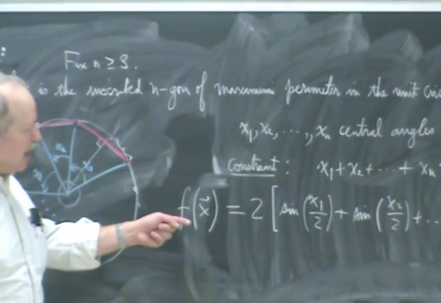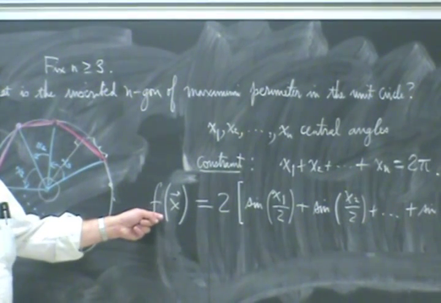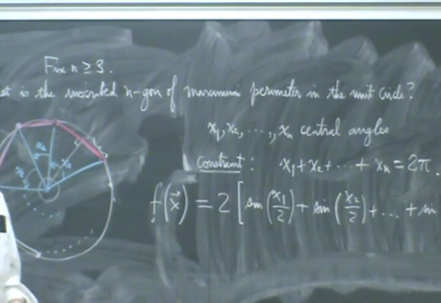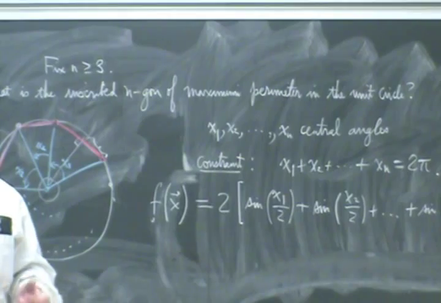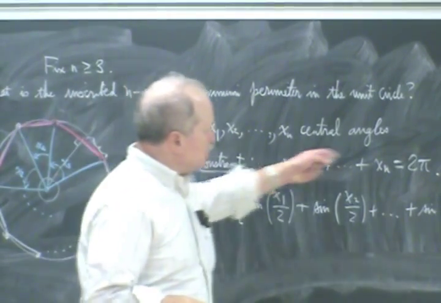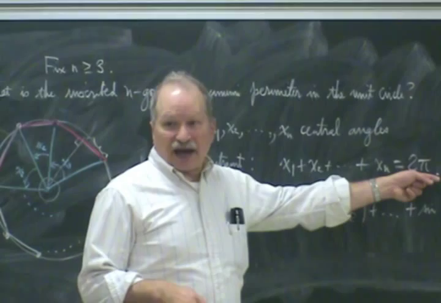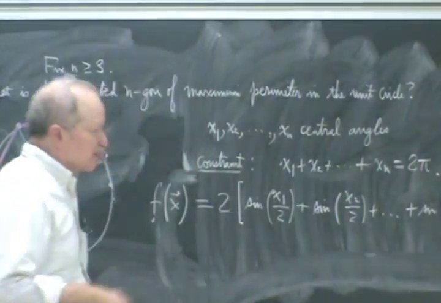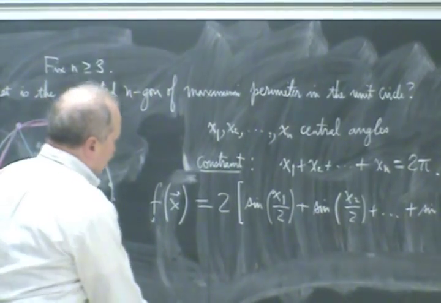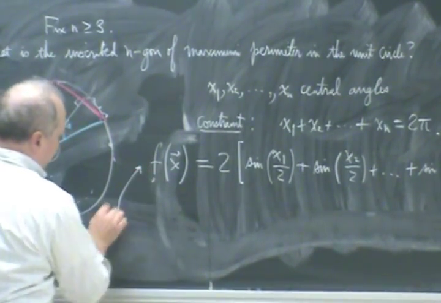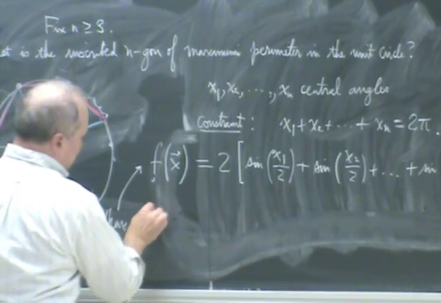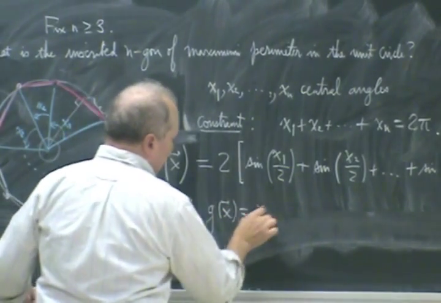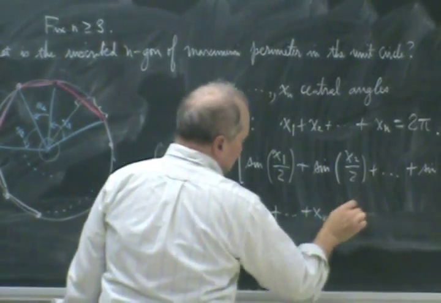Okay, so I want to maximize this function. You presumably could make a compactness argument saying I have things that are greater or equal to zero and add up to 2 pi. That's a compact set in n space. It's closed and bounded. You could make that argument. I'm going to skip it because we've done that enough. So I want to maximize f subject to the constraint that the sum of the x's is equal to 2 pi.